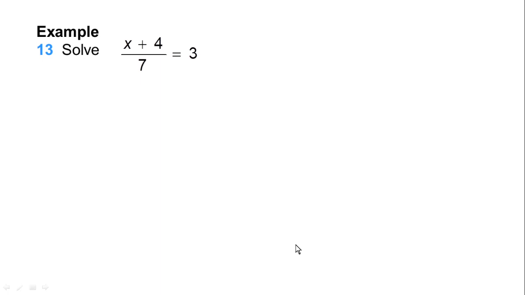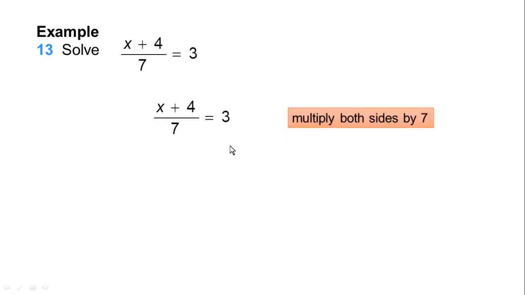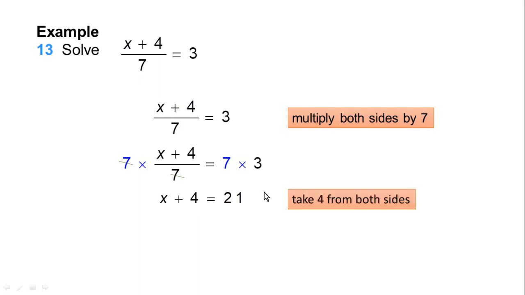Question number 13. I have x plus 4 divided by 7 is equal to 3. I'll multiply both sides by 7. So 7 times 3 will become 21. So it will become x plus 4 is equal to 21. I'll take away this 4. This will become 21 minus 4. So x is equal to 21 minus 4, which is 17. So the value of the x on our equation is 17.